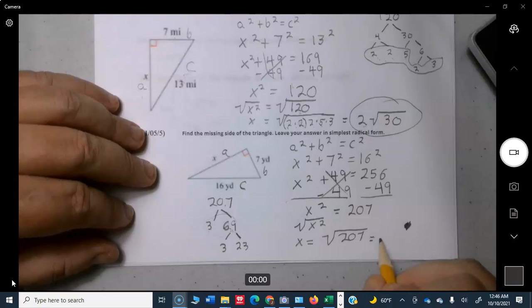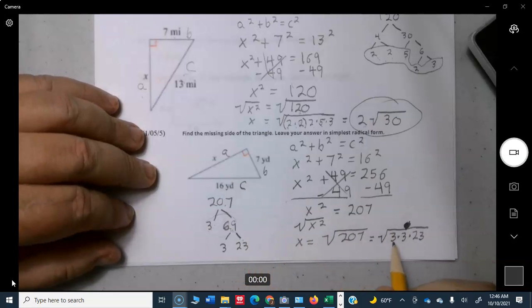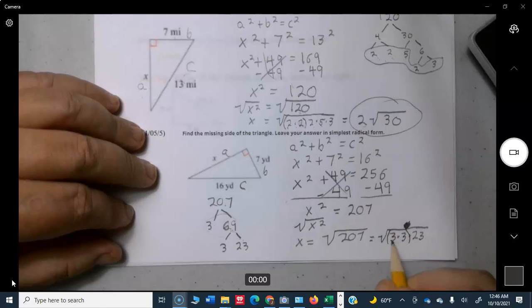So that equals the square root of 3 times 3 times 23. 23 is a prime number. You can't break that down any further. But here you have a pair, 3 times 3. So 3 times 3 is 9, and the square root of 9 is 3. So you pull the 3 out.